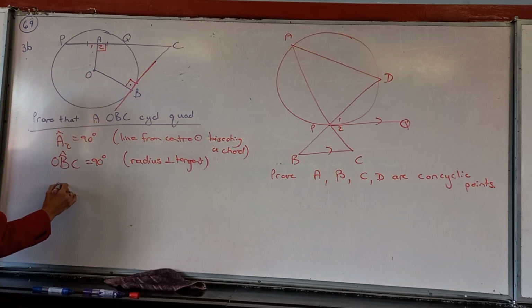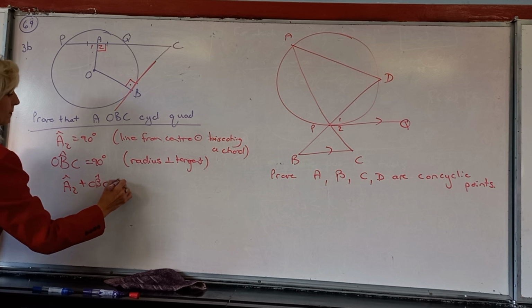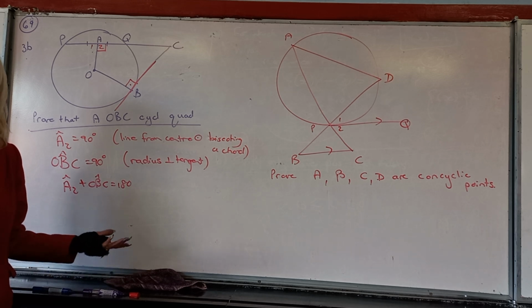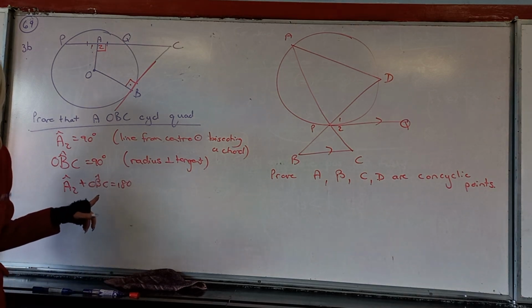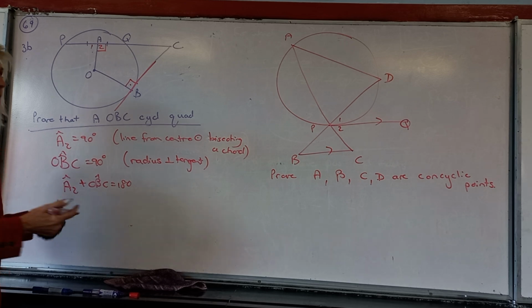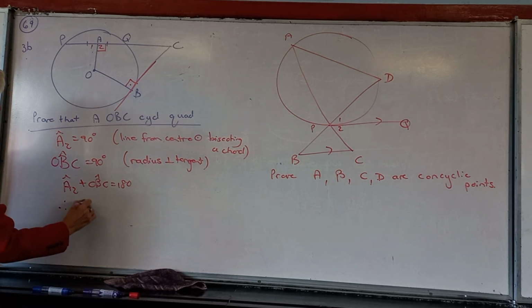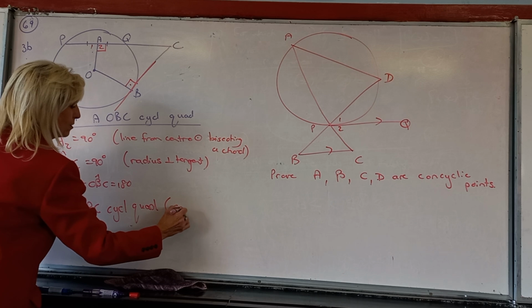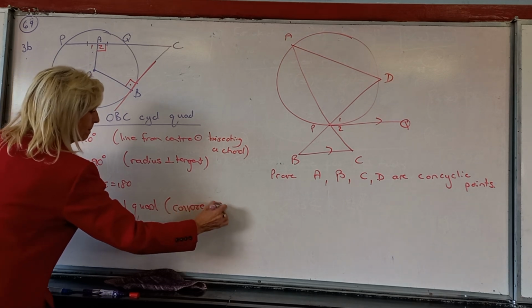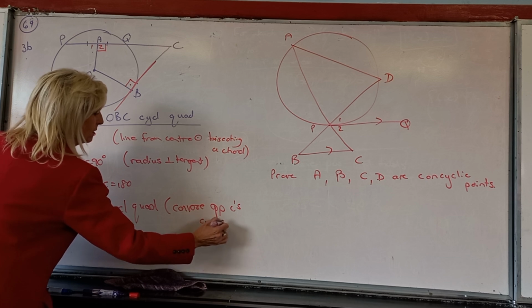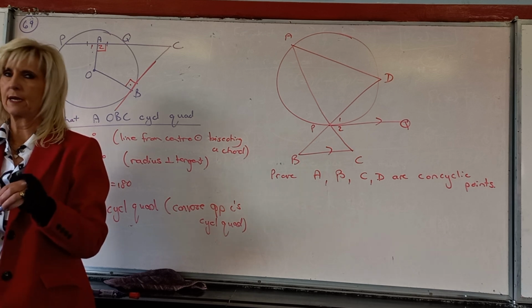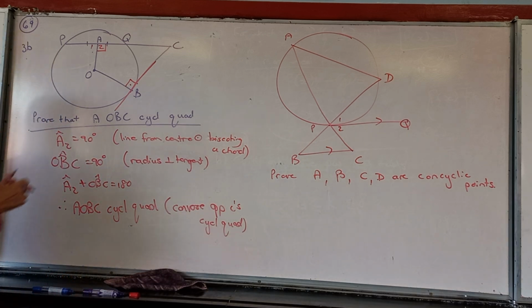So I've got A2 plus OBC, that gives me 180. There's no reason for saying that they add up to 180, because they're both 90s, they will add up to 180. But then I'll say AOBC is a cyclic quad, and the reason there is converse of opposite angles of a cyclic quad. So that means if I can get them supplementary, it will be a cyclic quad. How many marks? 3.